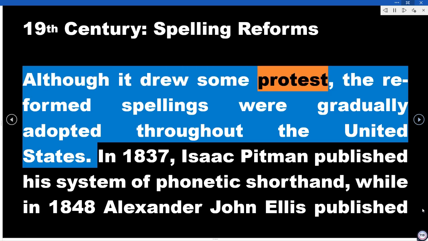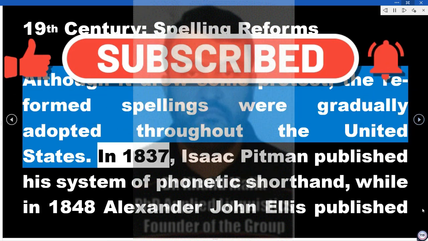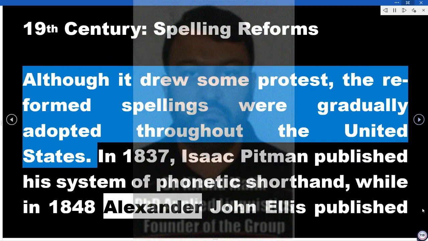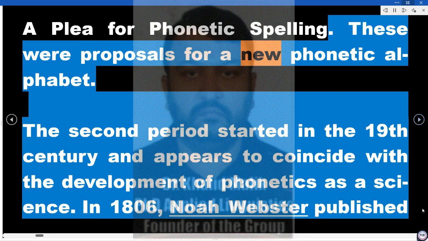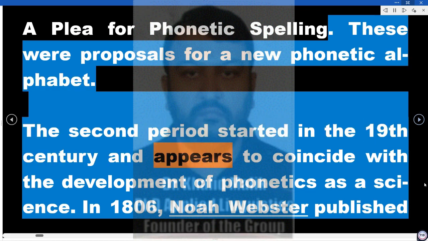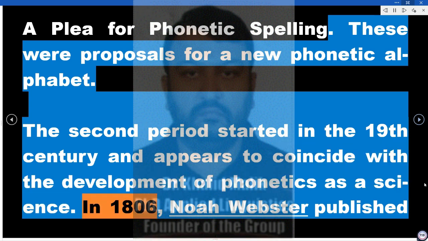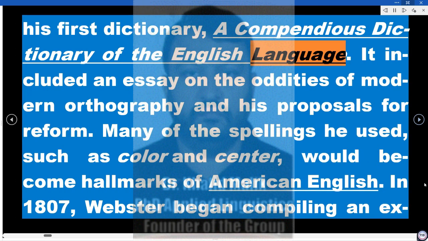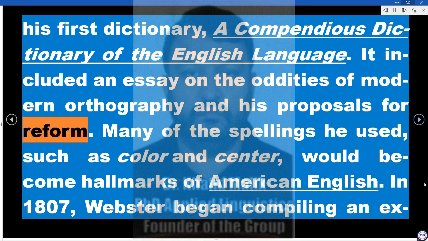19th century spelling reforms. Although it drew some protest, the reformed spellings were gradually adopted throughout the United States. In 1837, Isaac Pitman published his system of phonetic shorthand, while in 1848 Alexander John Ellis published a plea for phonetic spelling. These were proposals for a new phonetic alphabet. The second period started in the 19th century and appears to coincide with the development of phonetics as a science. In 1806, Noah Webster published his first dictionary, a compendious dictionary of the English language. It included an essay on the oddities of modern orthography and his proposals for reform.